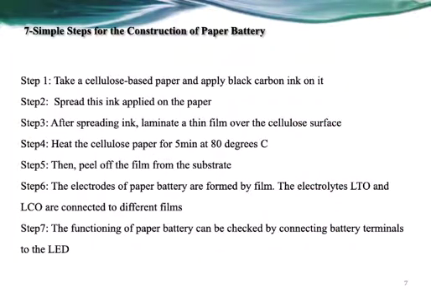Next, we will discuss about 7 simple steps for the construction of paper battery. Take a cellulose based paper and apply black carbon ink on it. Spread this ink applied on the paper. After spreading ink, laminate a thin film over the cellulose surface. Heat the cellulose paper for 5 minutes at 80 degrees Celsius. Then peel off the film from the substrate.